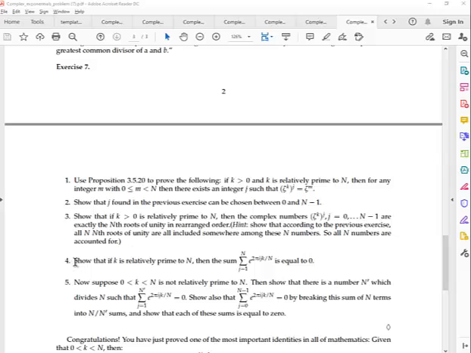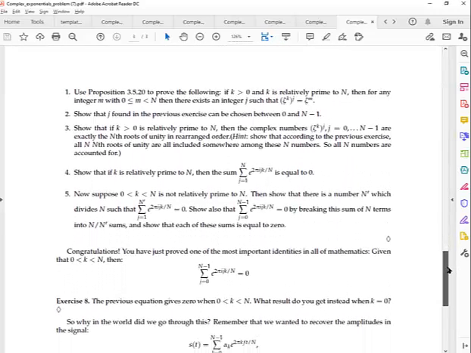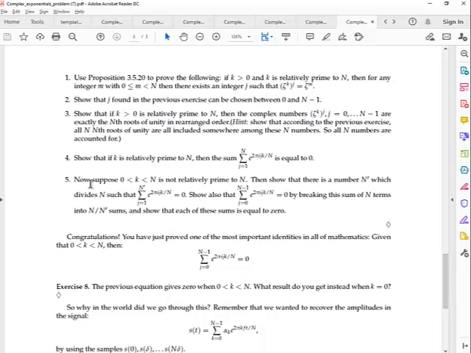Okay. So then, number 4, show that if k is relatively prime to n, then this sum is equal to 0. All right, and I do have the i there, so everything is fine. All right, now suppose k is between 0 and n, and k is not relatively prime to n. And here 0 is not included. Then show there is a number n prime, which divides n, such that the sum from j equals 1 to n prime of e to the 2 pi i j k over n is equal to 0.